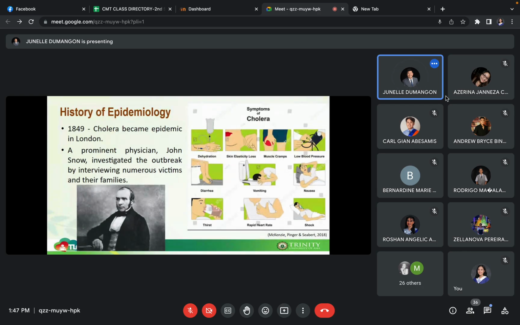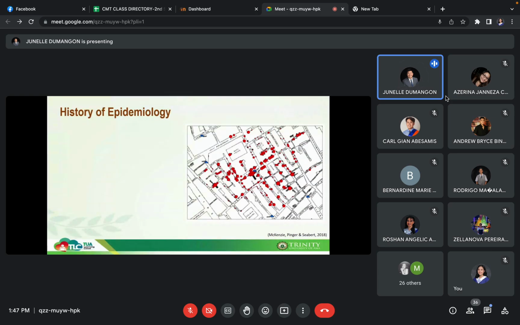And how did he do it? Through epidemiology. He interviewed families and victims about their symptoms, what happened, etc. And so, he looked at the distribution of the cases. He made a map of his community, and those in red are the households with cholera patients. And he noticed that there are more cholera cases in this street compared to other streets. Do you see this? No, mas marami dito sa street na to.